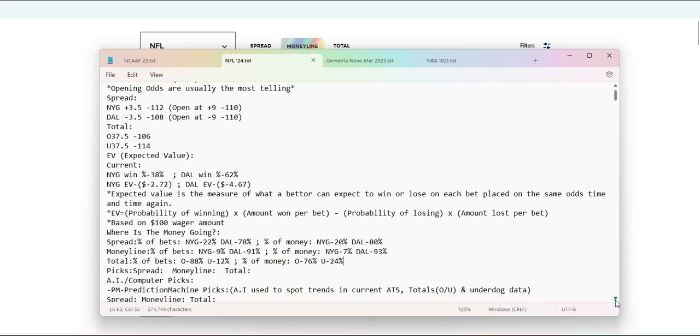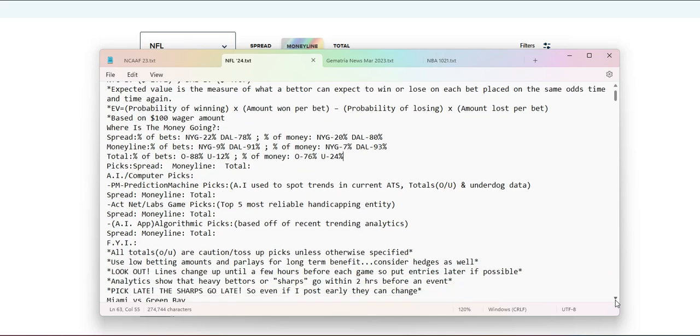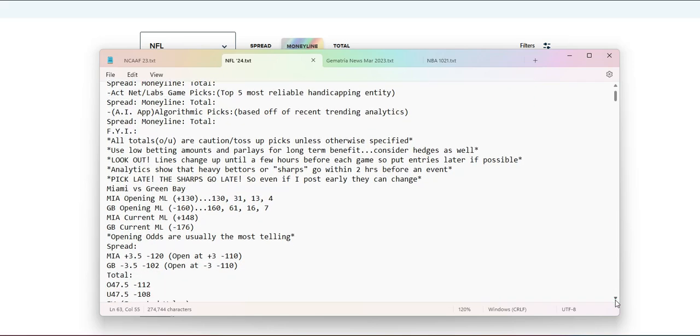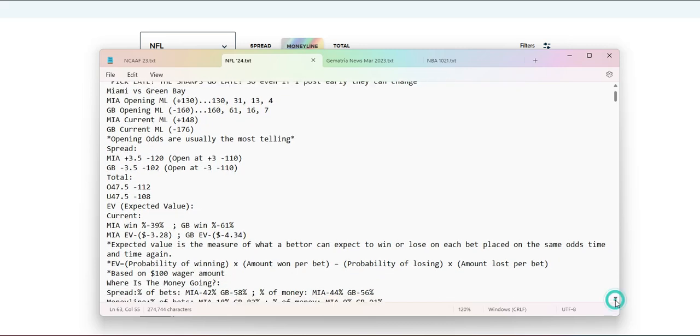All right, let's go on to the next one. Cowboys have dropped significantly since the opening odds. That gives you some idea on what will happen in that game. Cowboys went down significantly on the odds, on the money line.